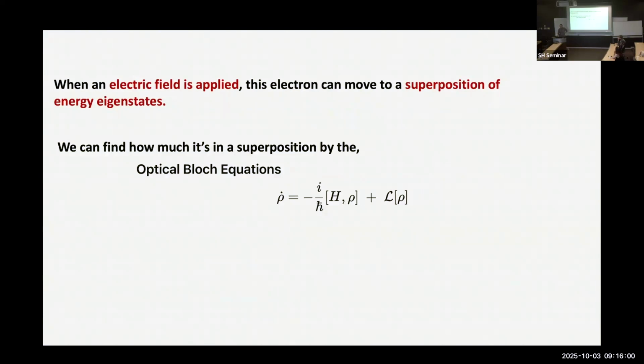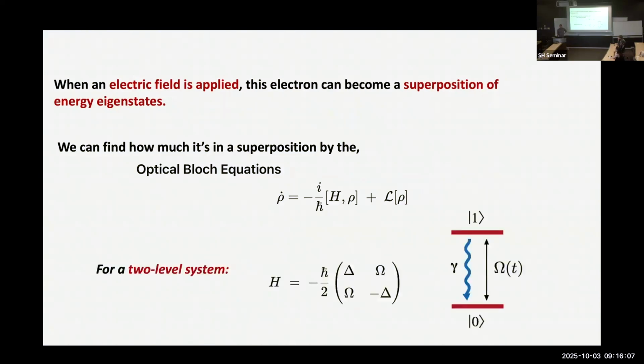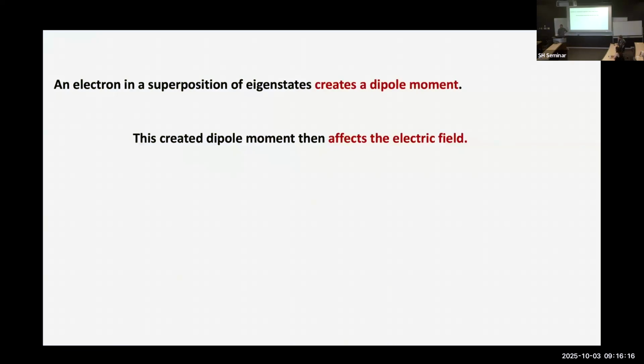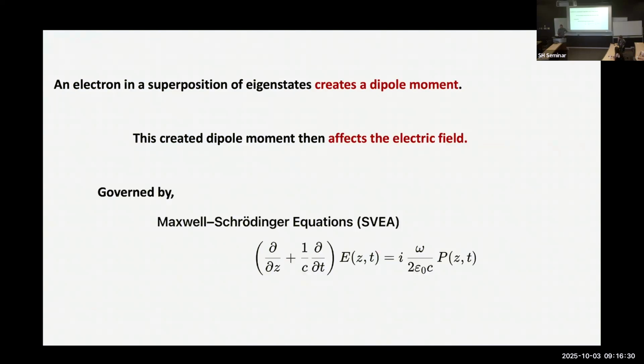We can find out how much it's in a superposition by doing the optical Bloch equations. This is basically just setting up the standard Hamiltonian, and for a 2-level system, I'm sure most people have seen this before at some point. An electron can be put into a superposition of eigenstates. When that happens, it creates a dipole moment. That dipole moment then affects the electric field. This then is another type of differential equation.